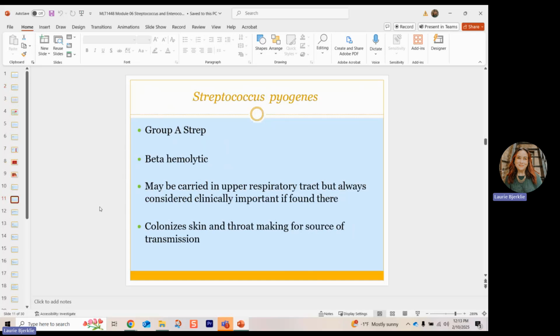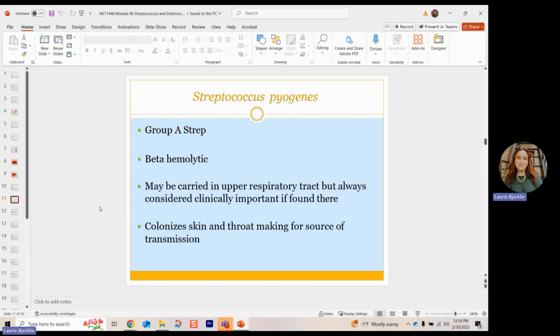Now, streps in general are going to be smaller colonies than the staphs. Last week on the staphs, when we started learning about them, we saw they were more medium to large, kind of creamier colonies. Streps tend to be smaller colonies, small to medium. And then again, you look at the hemolysis. So strep here, pyogenes, beta hemolytic.